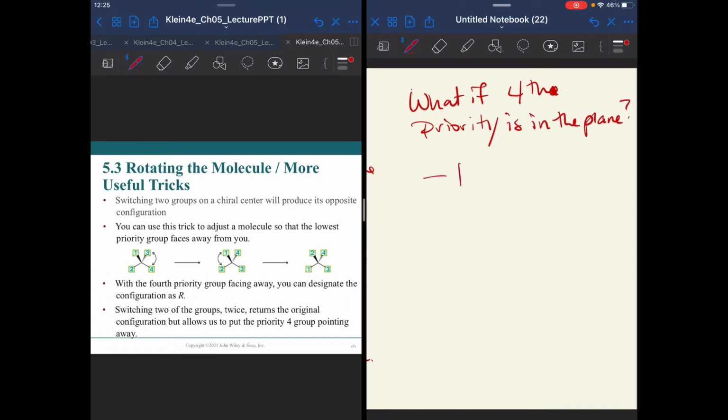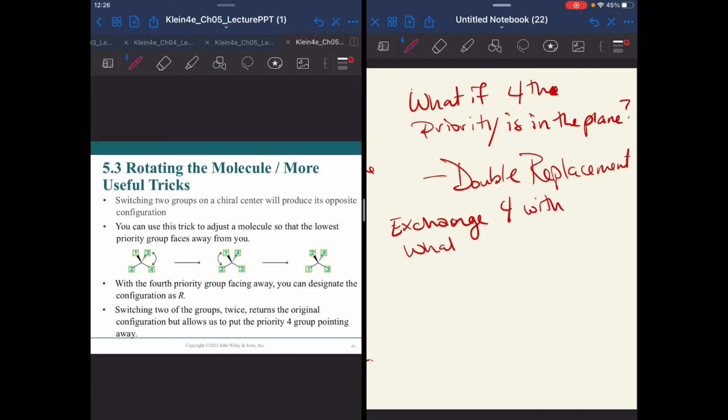There we go. You have to do something called a double replacement. So you either have to build it and rotate it, or you need to do a double replacement on paper. And so what you're going to do is you are going to exchange 4 with whatever is in the back.